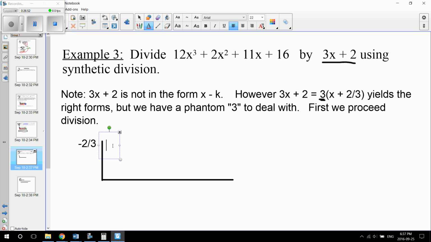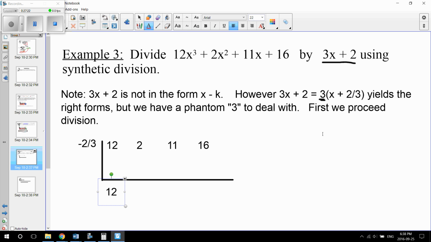Remember, the first row is the coefficients of what we're dividing. So we have 12 from the x cubed, 2 from the x squared, 11 from the x, and a 16 at the end. So I'm not going to put arrows on it this time, but we're going to carry down the 12 to start off with. And we need to multiply the 12 by this negative 2 over 3.